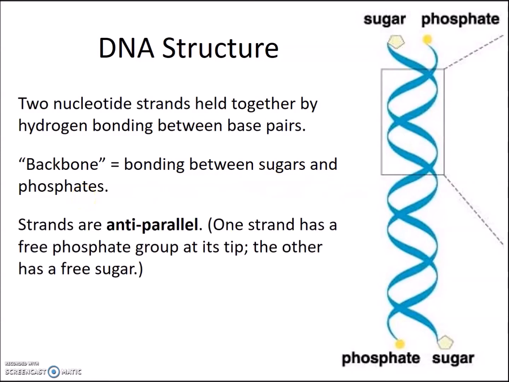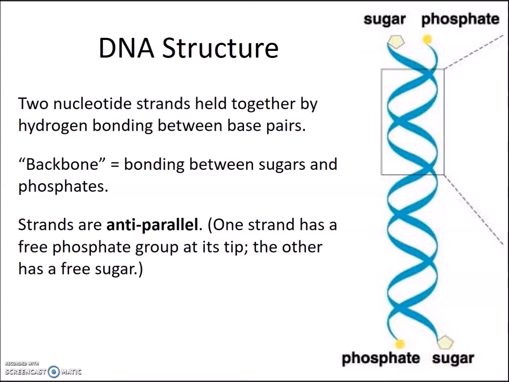The strands of DNA are anti-parallel. And what anti-parallel means is that one strand is opposite in orientation of the other strand. So for instance, let's trace the strand that's on the right side at the top where there's a free phosphate group. If you follow it along all the way to the bottom, it ends up with a free sugar group on the bottom of the molecule.